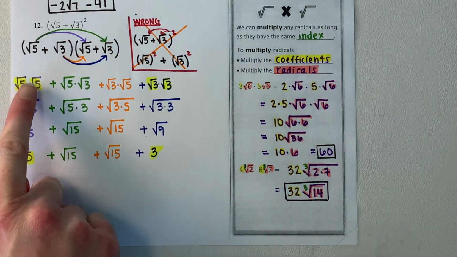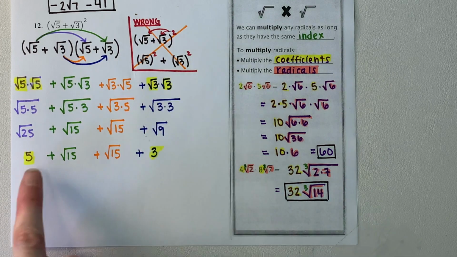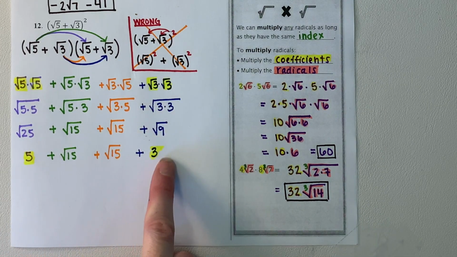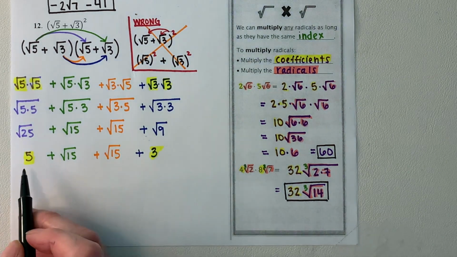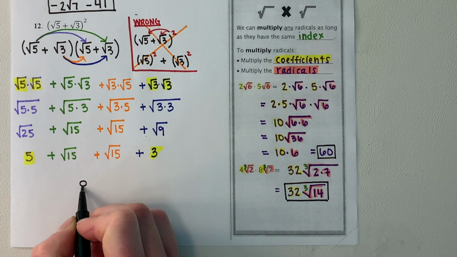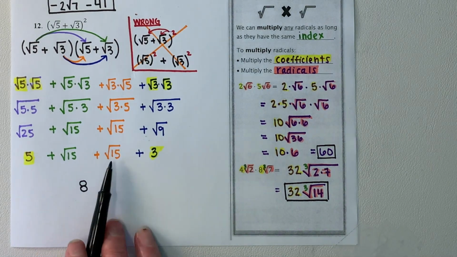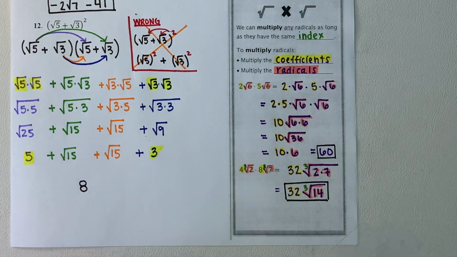Now we've simplified each of these individual pairs of radicals. Now let's look at this expression as a whole and see if we can further simplify it. Well, we can add like terms or like radicals. So let's start by adding the 5 and the 3 to get 8. Now I want to take a closer look at the square root of 15 plus the square root of 15, because this is where a lot of mistakes happen.